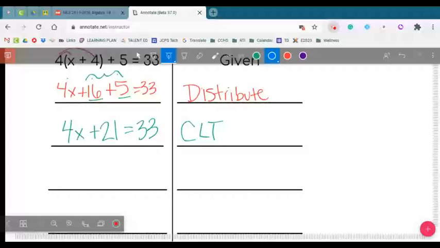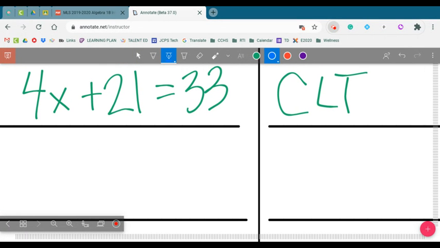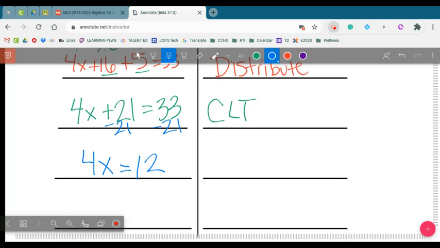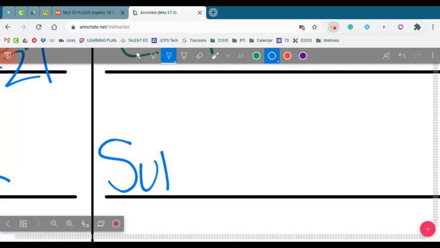Next step is we need to solve. So we need to do our addition and subtraction and then multiplication and division. So I need to subtract 21. I get 4x equals 12. So what I just did there was subtraction POE since I did it to both sides.